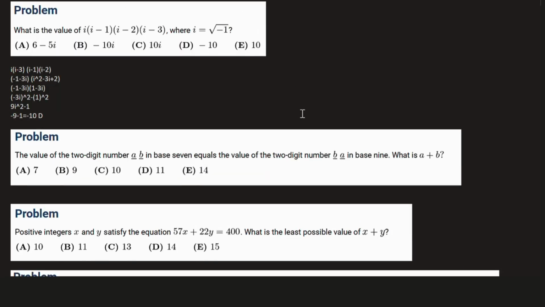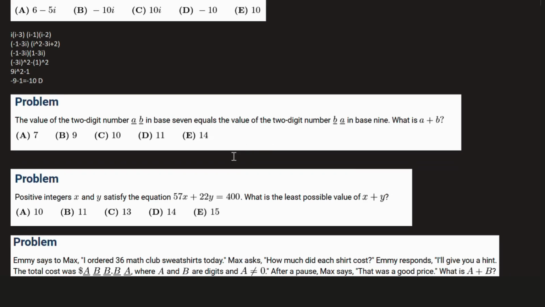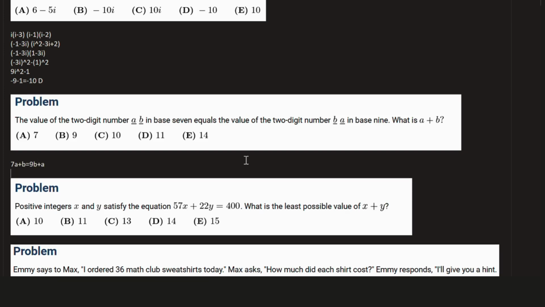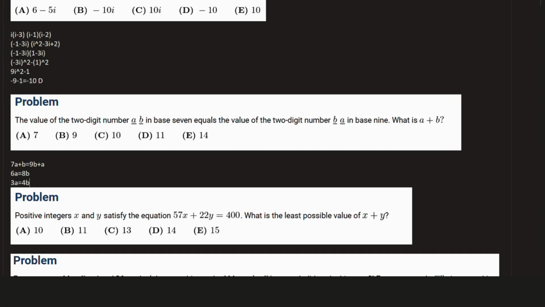So we can continue on to question 4. It says that the value of the 2-digit number AB in base 7 equals the value of the 2-digit number BA in base 9. Transforming these into their base equations, we have 7a, because 7 to the power of 1 times a, plus b is equal to 9 to the power of 1 times b plus a. So we have 7a plus b equals 9b plus a. This transforms into 6a equals 8b, or 3a equals 4b.